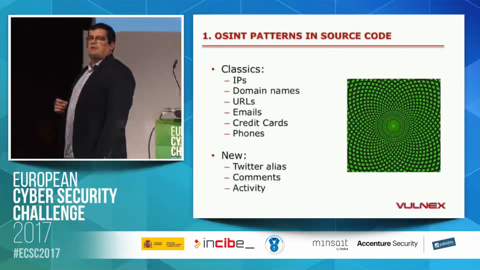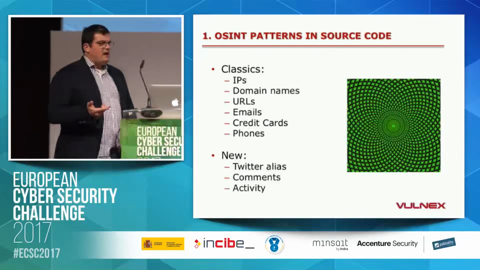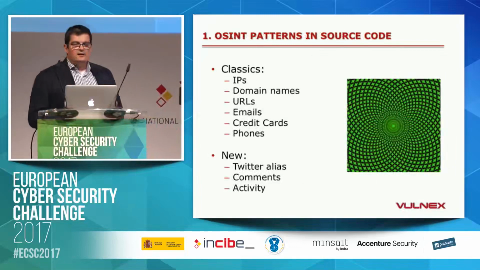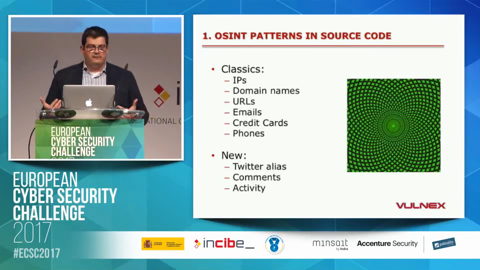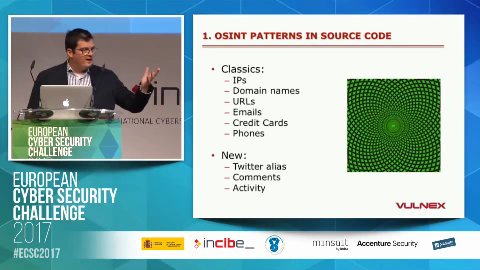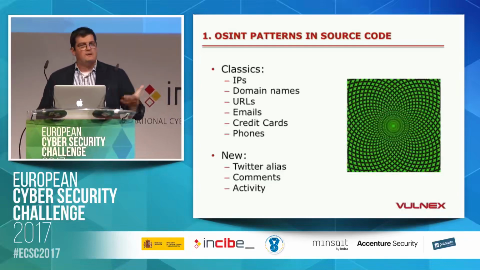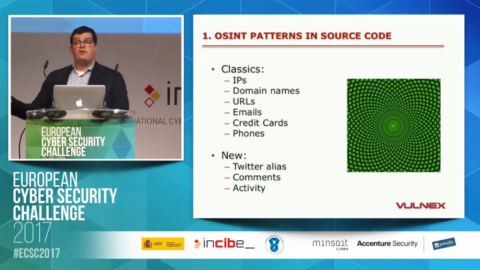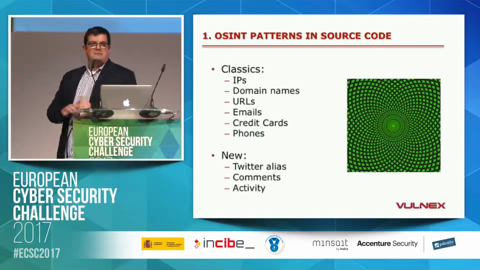So what are we looking for? Doing just intelligence gathering, we look for the classic stuff. We have IPs, domain names, URLs, emails, credit cards, phone numbers. Yeah, we can find some of this stuff in source code. So that's perfect. We can use that.